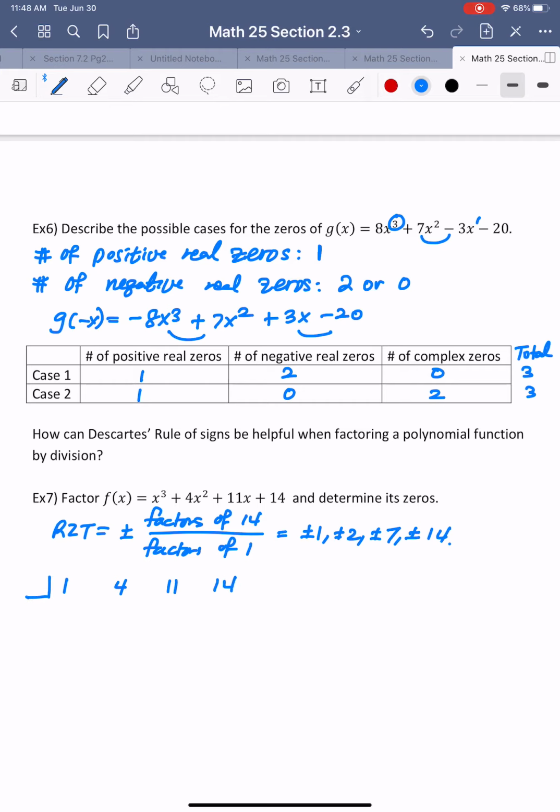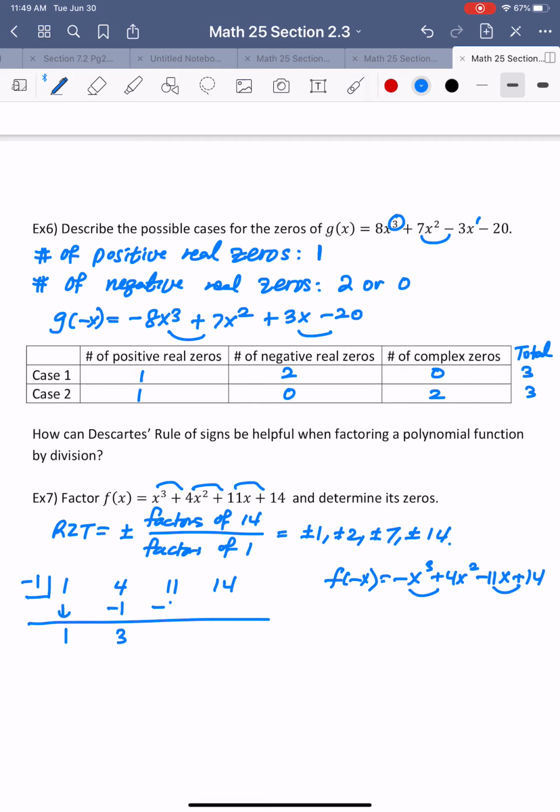This time there will be no positive real zero because there's no change of sign, right? Which means there's no possible positive real zero. If I put f of negative x, I get negative x cubed plus 4x squared minus 11x plus 14. So I see that there's a 2 sign change. So I'm only going to test the negative numbers. Drop the 1, negative 1, 3, negative 3, which is 8, negative 8, which is a 6, which is not going to be a zero. So negative 1 is not a zero for 1, 4, 11, 14.